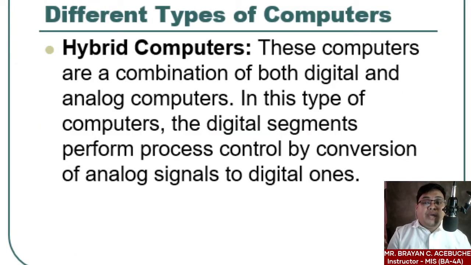Now, we have the hybrid computers. These computers are combinations of both digital and analog. By the way, when we say digital computers, those are the computers that we are actually seeing in computer shops and in our homes. So these hybrid computers are a combination of the two, the digital and the analog computers. In this type of computer, the digital segments perform process control by conversion of analog signals to digital ones.